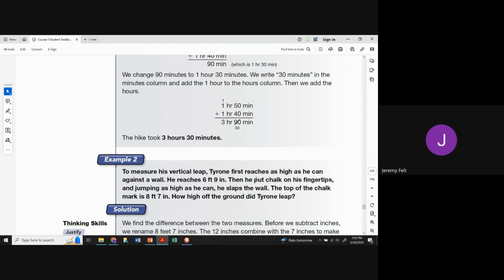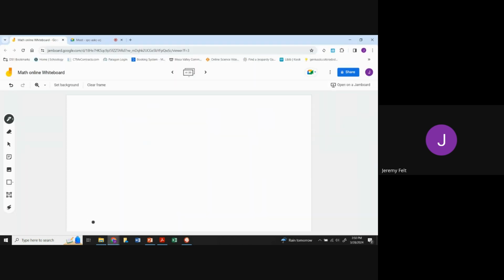But in this case, he's doing chalk on his fingertips and jumping as high as he can. The top of the chalk was 8 feet 7 inches. How high was he off the ground? So this one we're going to do subtraction. So 8 feet 7 inches minus 6 feet 9 inches.